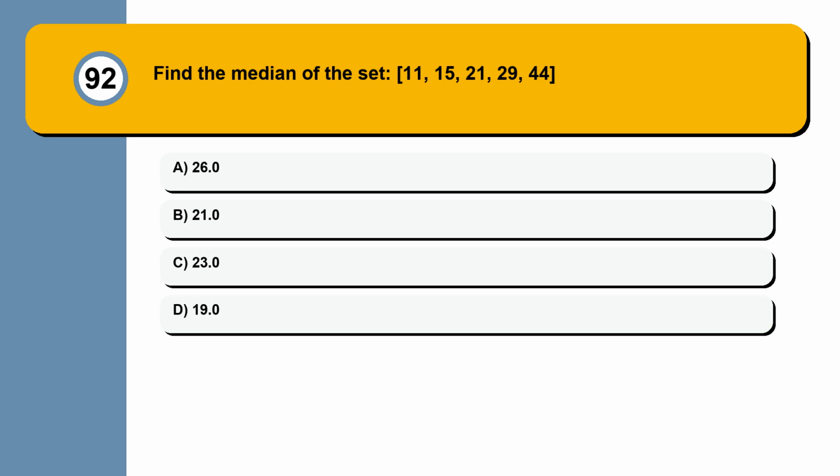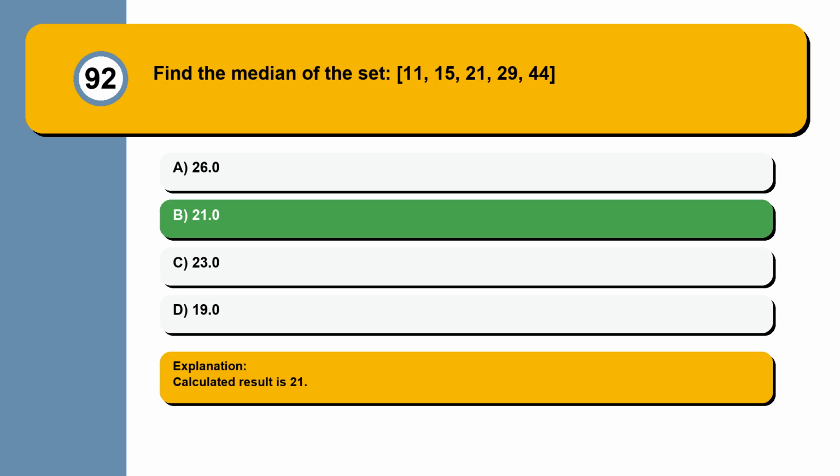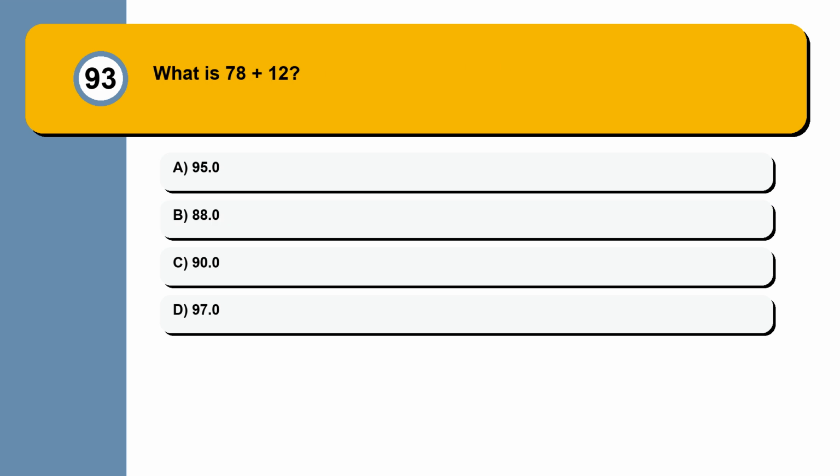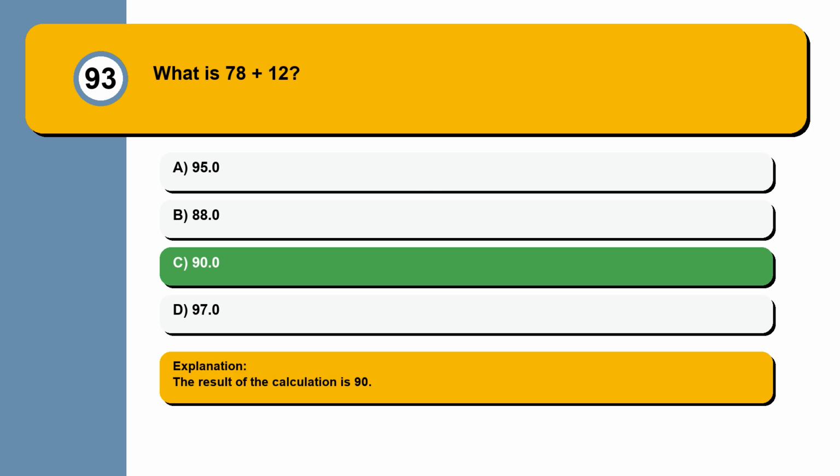Question 92. Find the median of the set 11, 15, 21, 29, 44, 26.0, 21.0, 23.0, 19.0. Calculated result is 21. Question 93. What is 78 plus 12? 95.0, 88.0, 90.0, 97.0. The result of the calculation is 90.